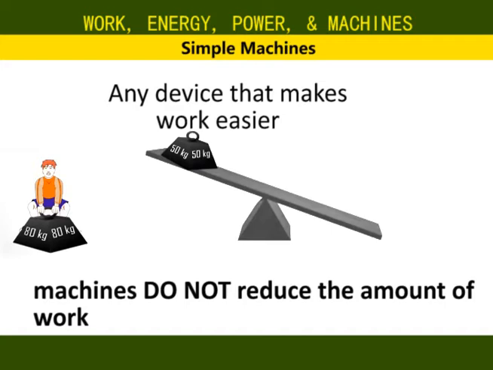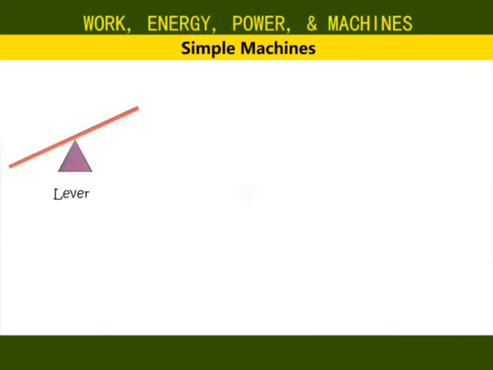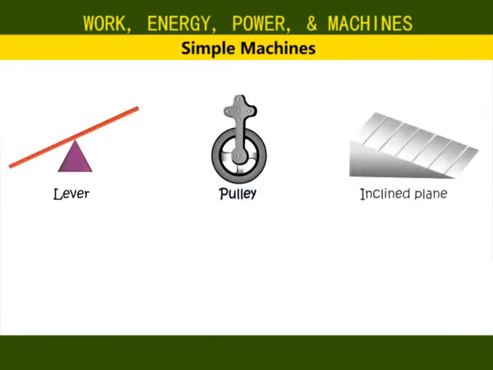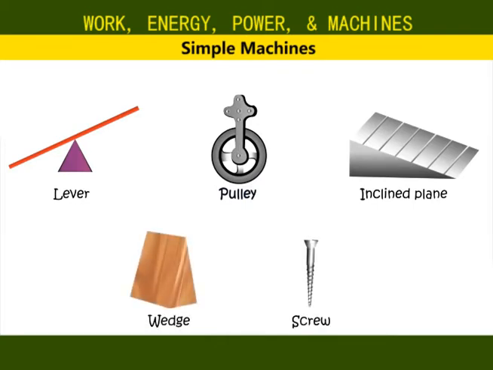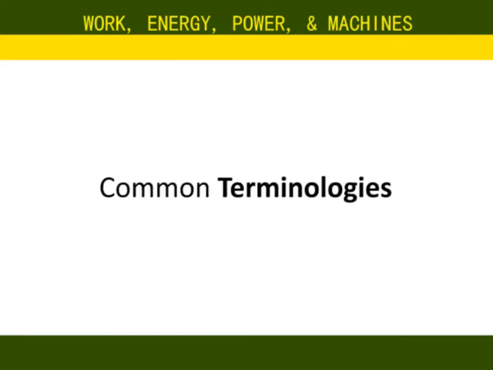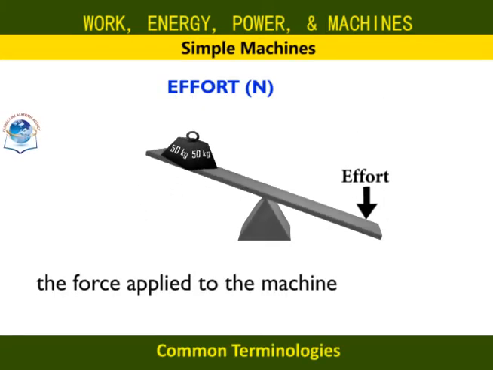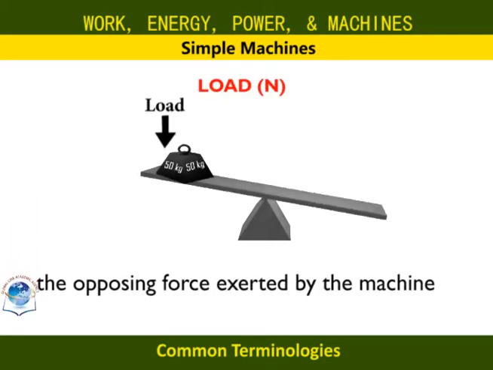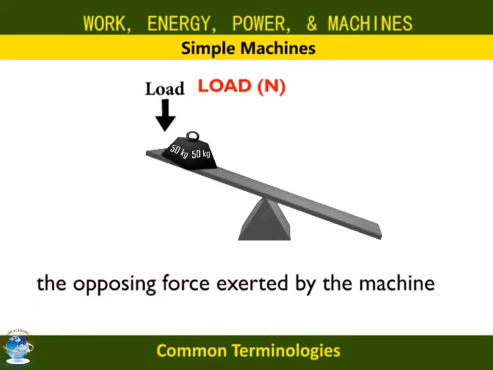In this chapter, we will talk about 6 simple machines: a lever, an inclined plane, a pulley, a screw, and a wheel and axle. But let's first talk about some common terminologies. Effort is the force applied to the machine. It is measured in newtons. Load is the opposing force exerted by the machine, and it is also given in newtons.